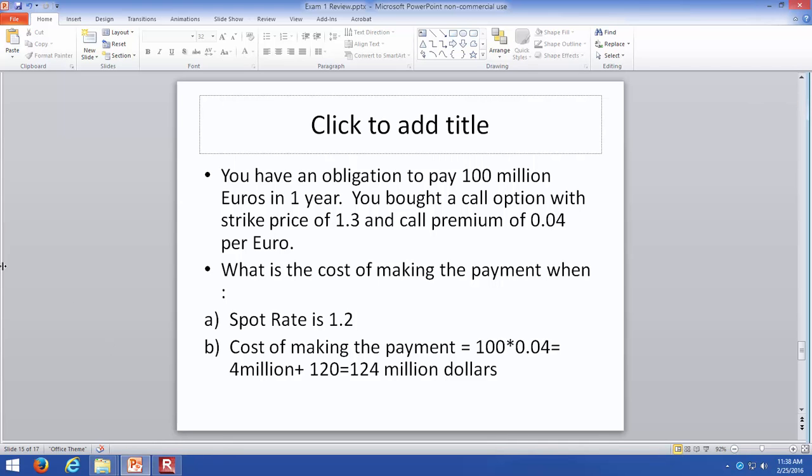What I didn't talk about here, which you definitely want to take a look at, is what happens when you are receiving the 100 million euros. In that case, we want to see whether you exercise or not, and you buy a put option.